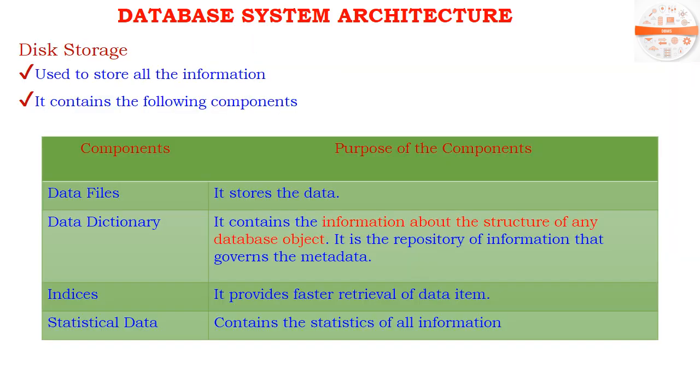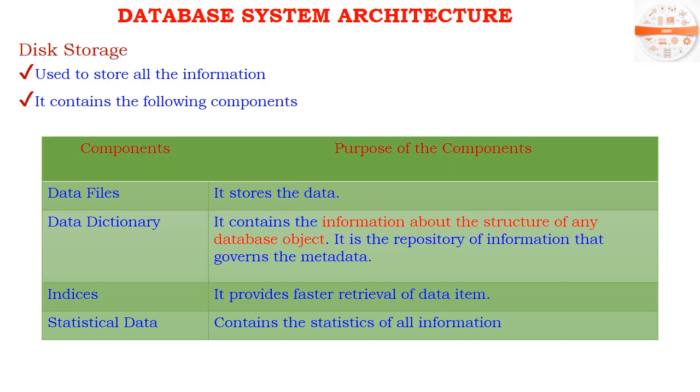And next one is disk storage. It is used to store all the information. It contains the following components. First one is the data file. It stores the data. And next one is the data dictionary.